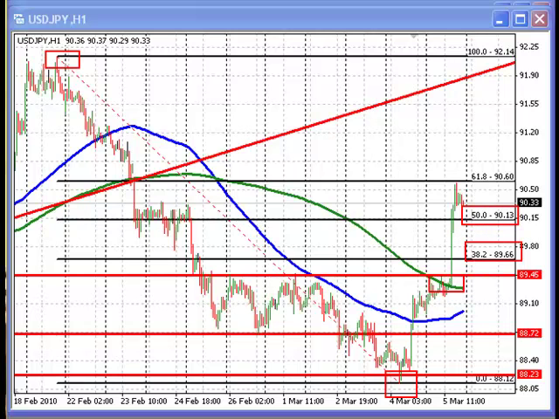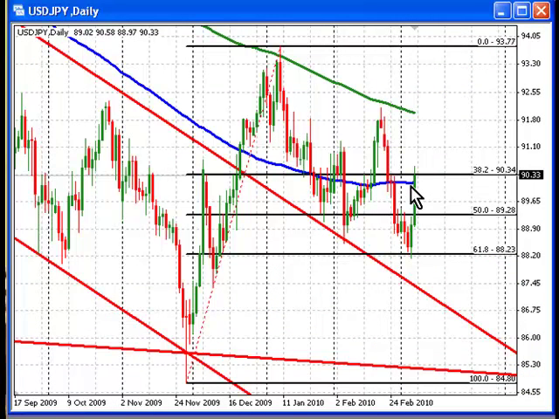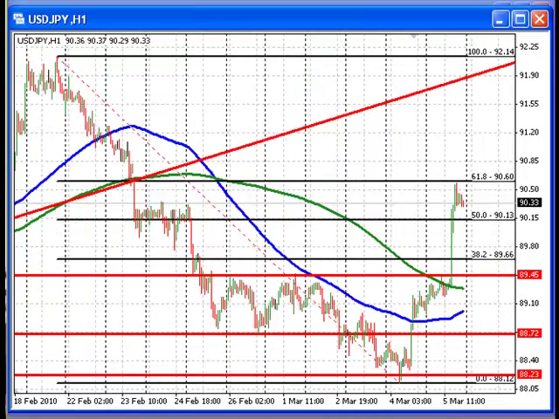Why? Because if we go back to our daily chart and look at the 100-day moving average, what's the 100-day moving average? 90.15. So 90.13, 90.15 is going to be of significance for the dollar versus yen on the downside here. If it's able to hold that level, we should see a push to the upside.